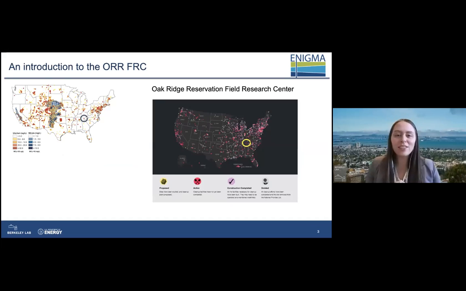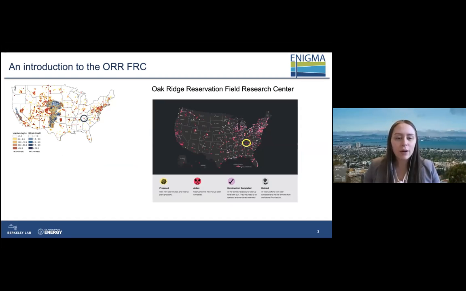Now, to begin the story, I'd like to set a frame of reference and give some background into our field site and how these organisms are living out in the environment. And so our field site is the Oak Ridge Reservation Field Research Center, or the FRC, the ORR-FRC. I'll use all of those interchangeably. It's all the same site.